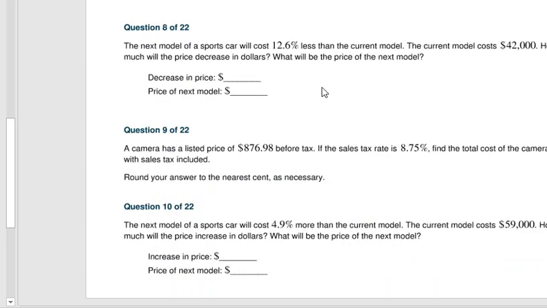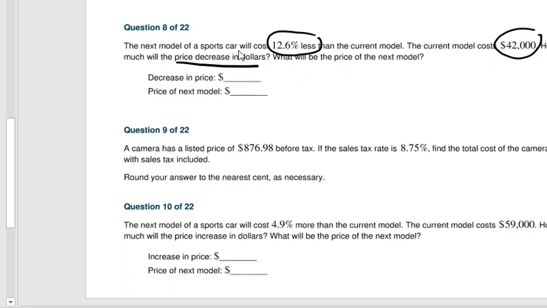Okay, so now for these next ones, question 8 says the next model of a sports car will cost 12.6% less than the current model. The current model is $42,000. How much will the price decrease in dollars? What will be the price of the next model?